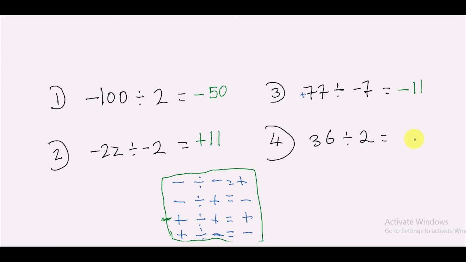So 36 divided by 2 is what? It gives us 18. So I just need to write 18. Looking at this 18 now, once I see it, I assume there is an invisible plus sign here. Even if I do not add it, I assume there's an invisible positive sign to it. So I hope you understand it properly.